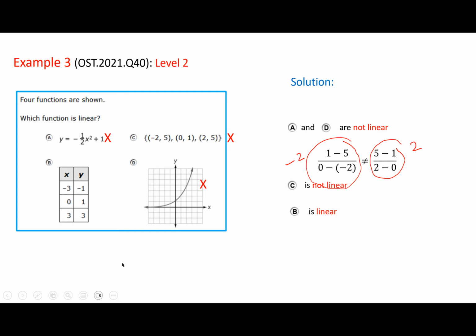But let's do some work here. I'm going to find the rate of change. So 1 minus 1 is 2. 3 minus 1 is 2. 0 minus 3 is 3. 3 minus 0 is 3. Now look, 2 divided by 3, they're the same. They're the same, and therefore the answer is B.